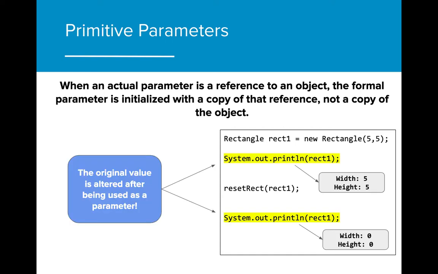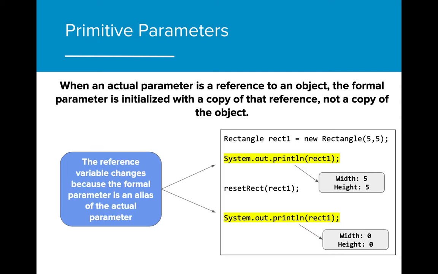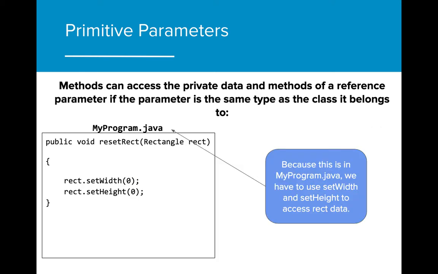As we see here, the original value of rect1 changes after rect1 is passed through resetRect. This is because the formal parameter rect in the method resetRect is a copy of the existing reference, making an alias of the actual parameter that is being passed. If the formal parameter is a reference object, we can actually access the private data associated with that reference if the method has been written in the object's class file.